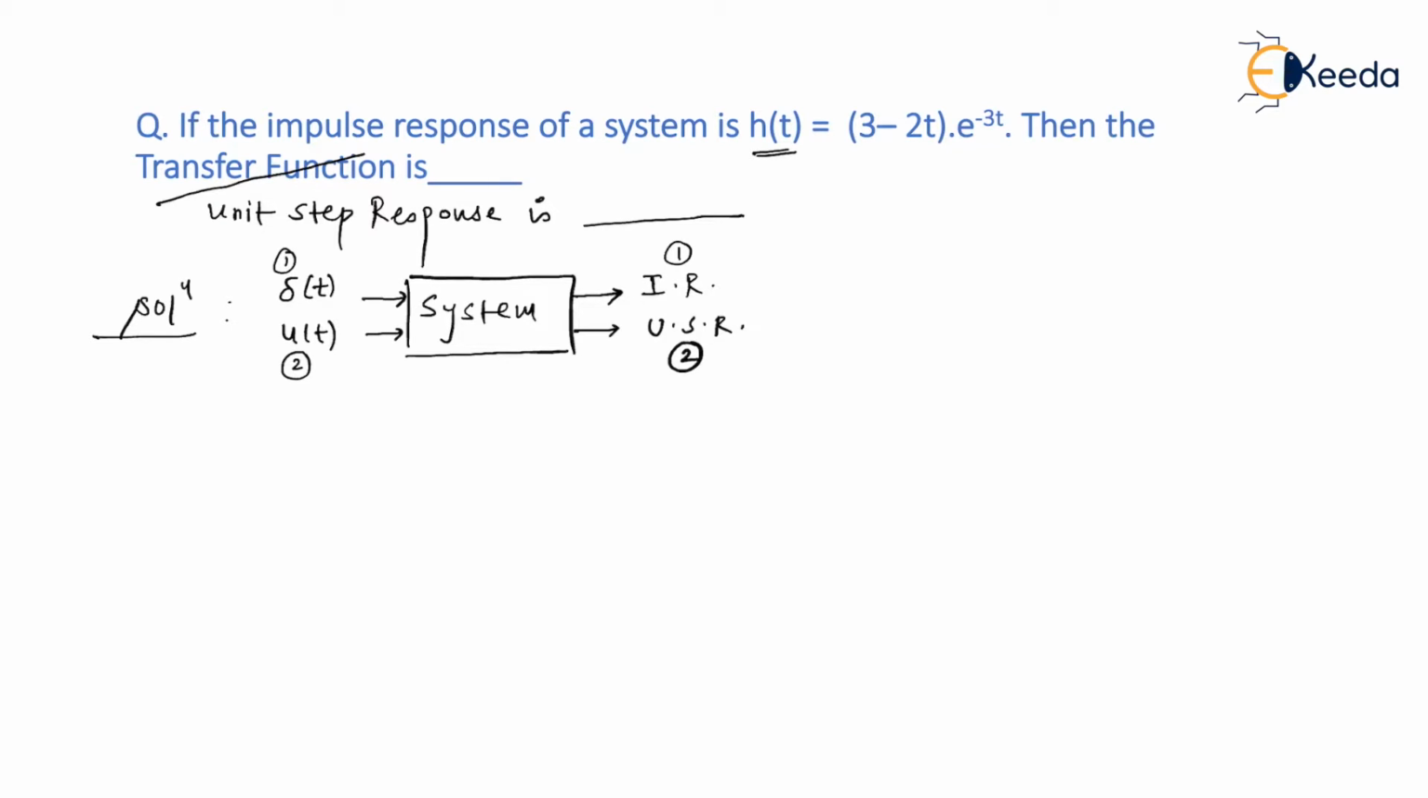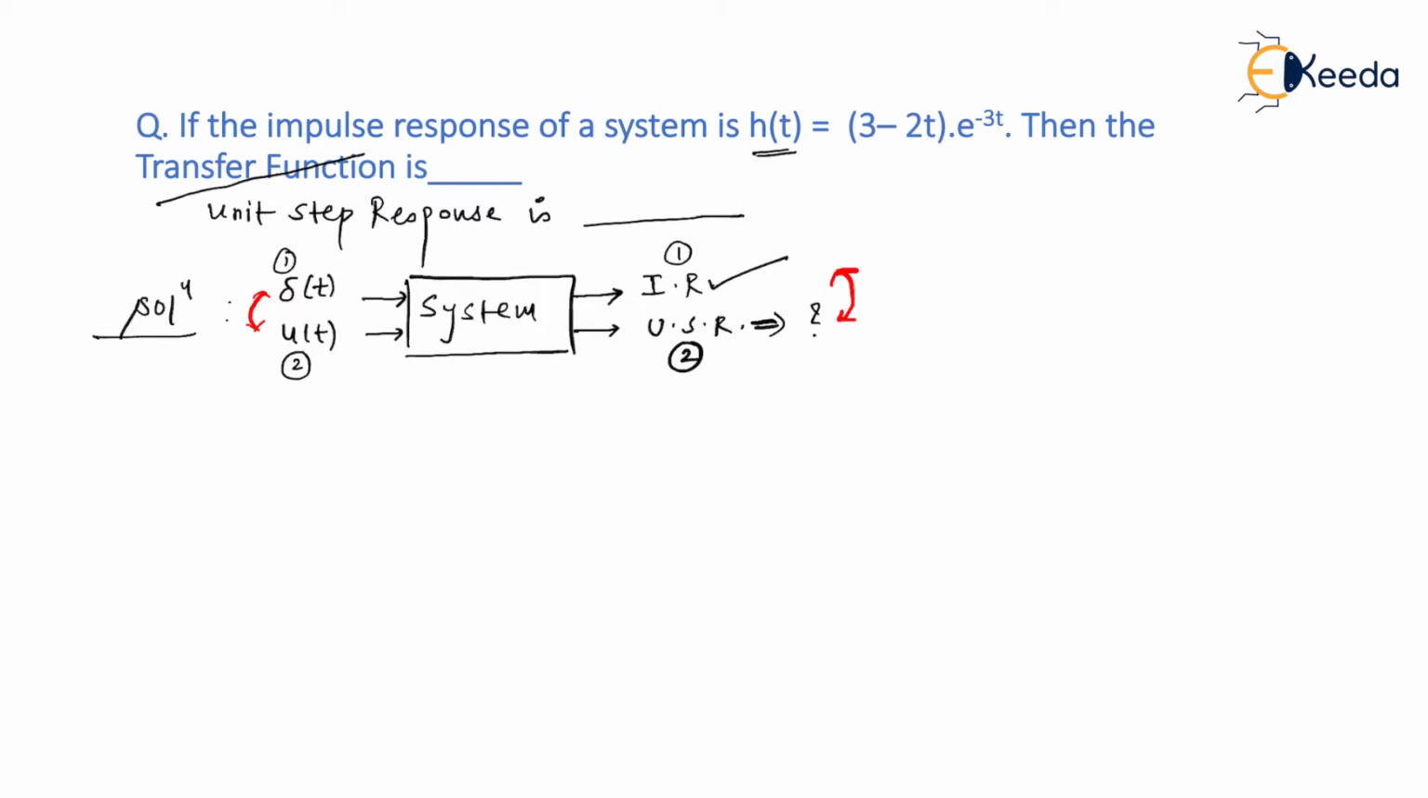So please understand, what is given to us, this is given to us, and what they are asking you, that is unit step response. I hope you got the question. So what I am planning is, suppose if I know how del of t and u of t are related, then the same relation will be there between impulse response and unit step response.